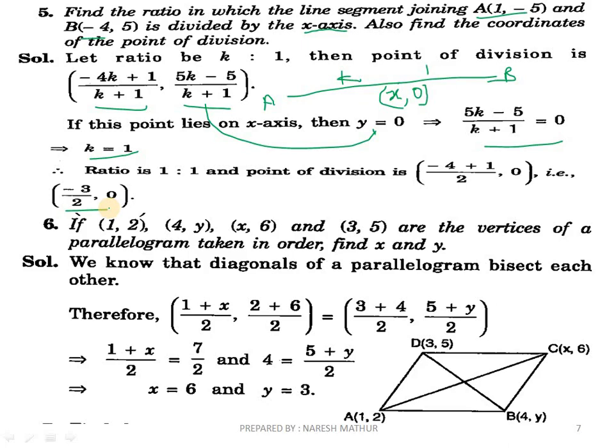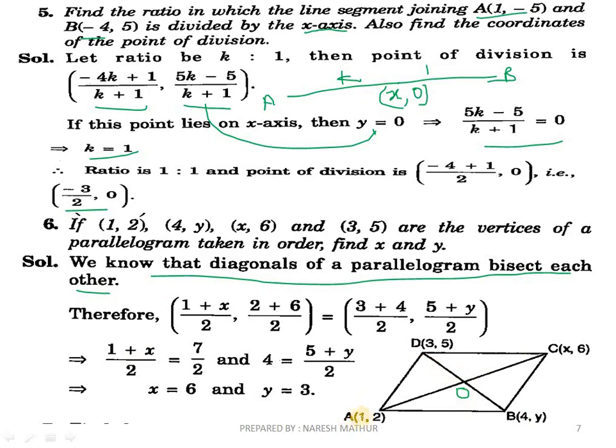Okay. Now the next question: we are given 4 coordinates and we are naming them ABCD of a parallelogram taken in order, and we need to find x and y. So here we'll use the property of a parallelogram, that the diagonals of a parallelogram always bisect each other. Now just consider this diagram. Let's say this point be O. Then O will be the midpoint of AC and O is the midpoint of BD also.